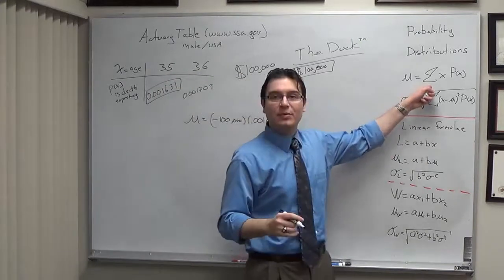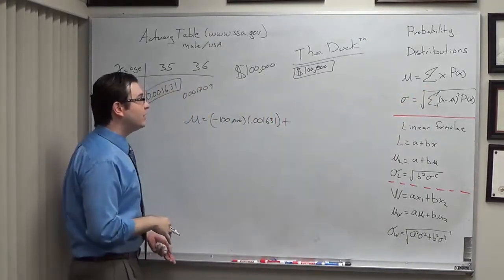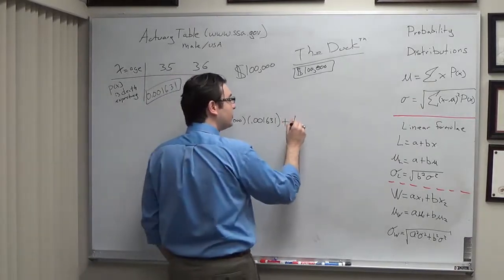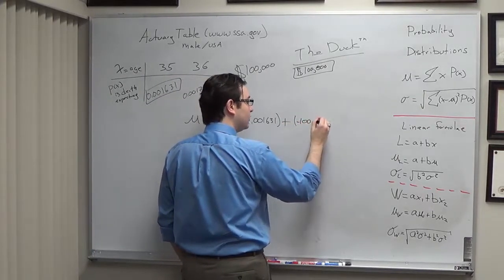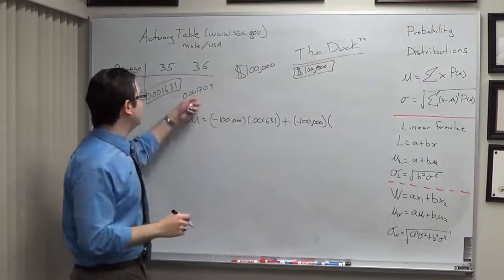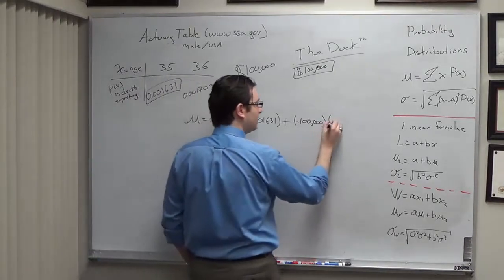Plus, because that's what capital sigma means. What's the probability in the second year and how much will we pay? Well, second year we're still going to pay $100,000. And it's going to be 0.001709.